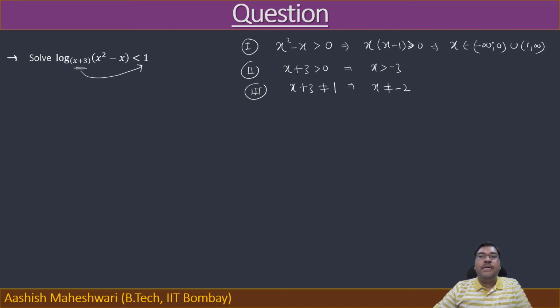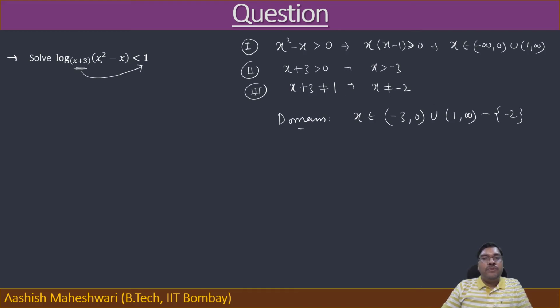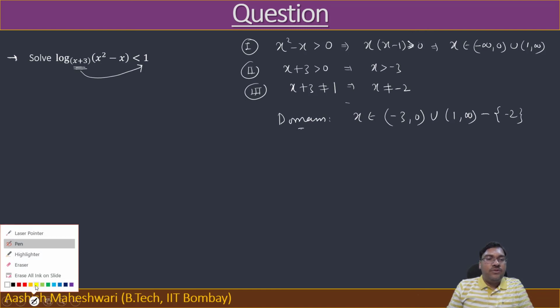So if I just take the intersection of these three for the final domain. So what is the domain of this? We will take the intersection of all these three. You can see this is x belongs to minus 3 to 0 union 1 to infinity, except minus 2. You can see minus 2 is in between this, so we have to reject that minus 2 also, right? So this is the domain part. Now we have to see what is the solution of this inequality. Then in the final step we will take the intersection with the domain here. Okay, so let's start with the solution first.